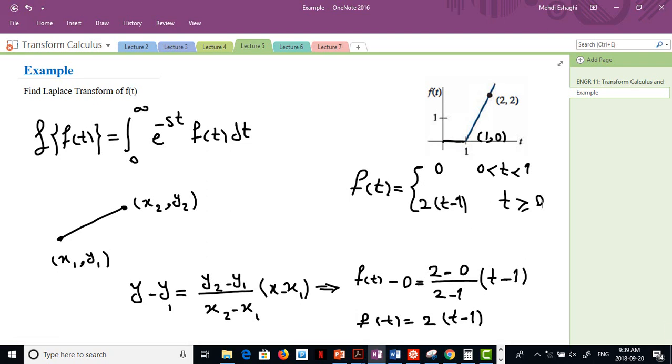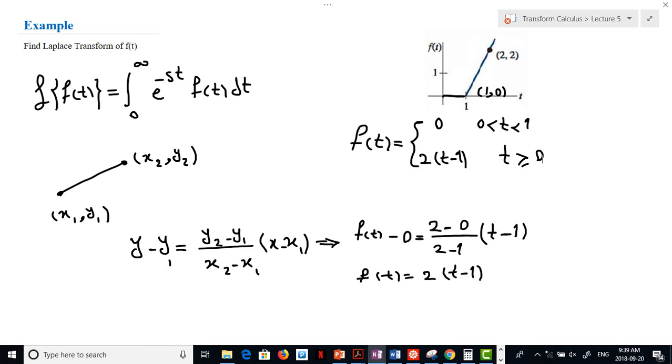So now we have equation of f(t). We can easily apply Laplace transform. But you know what we have here? What we have here is that the equation of f(t) when t is between 0 to 1 is different from equation when t is greater than, oh sorry, here I made a mistake, so it's t greater than 1.